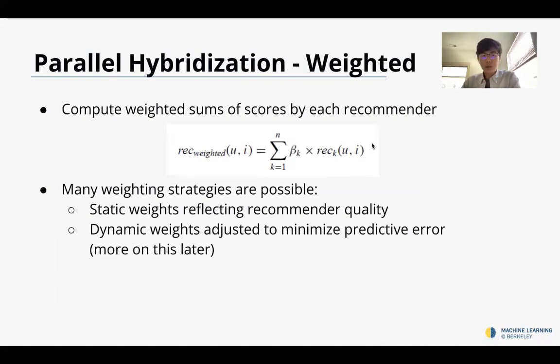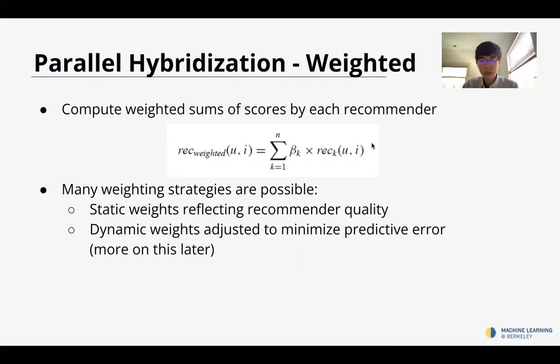There's also a strategy where you just weight the sums of scores by each recommender, right? So let's say for item i, the first recommender gives you a score of r1, and the second gives you r2, and so on. You might combine these scores using some weighted scheme, right? So you have a weight for each of the recommenders, and you take a weighted sum of their respective scores to get the overall score for an item.